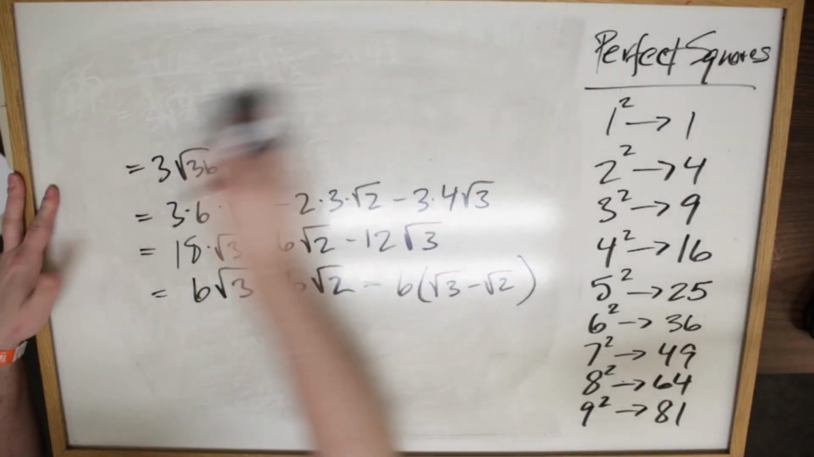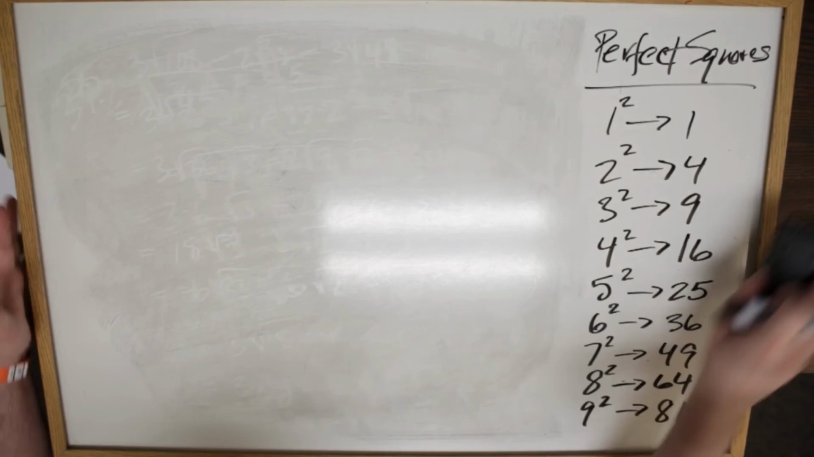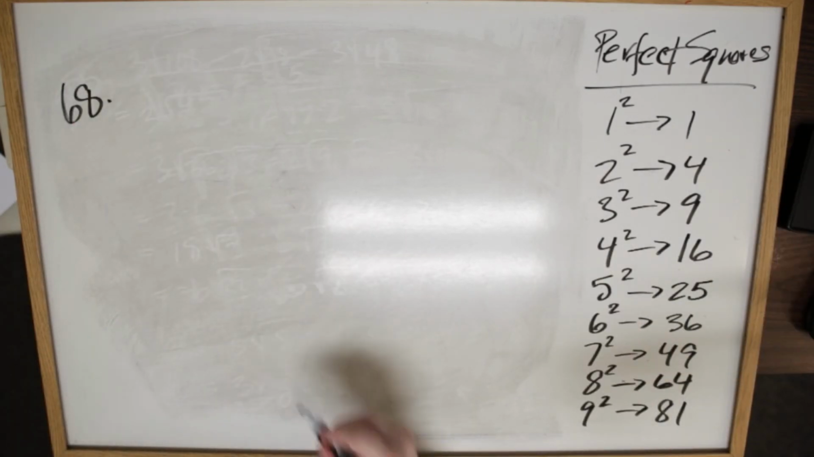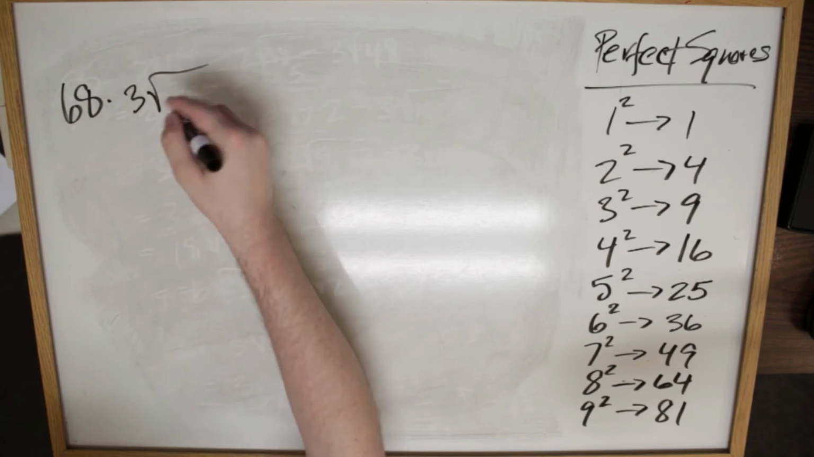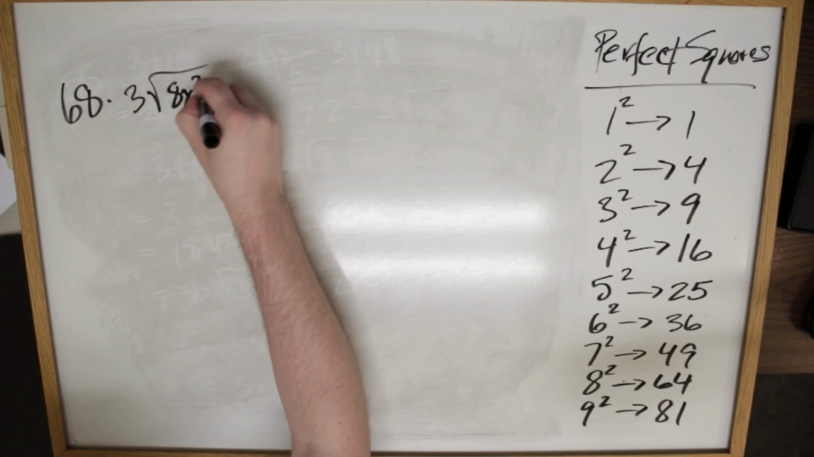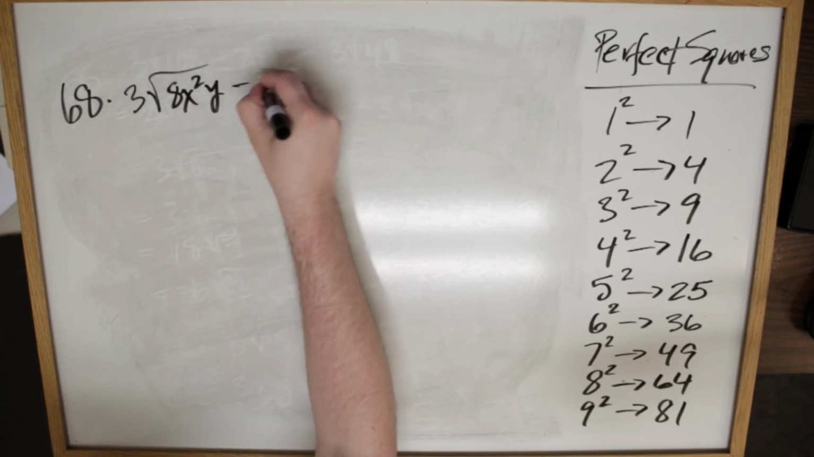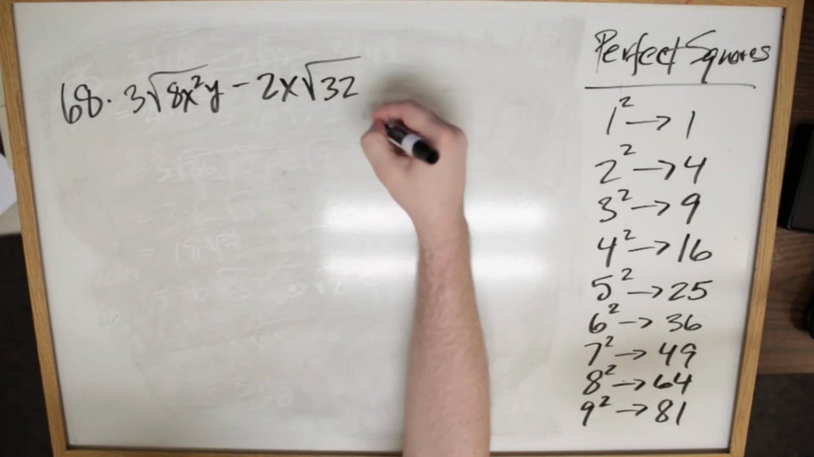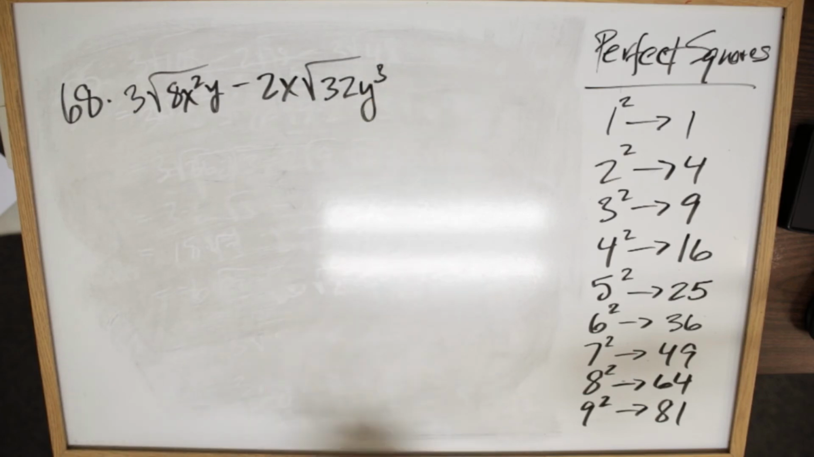We are going to move on to question number 68. Okay. And we have 3 root 8x squared y minus 2x root 32 y cubed.